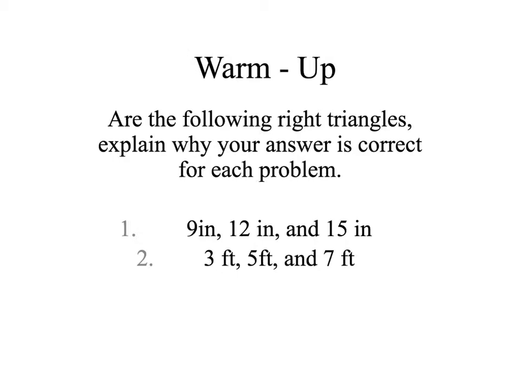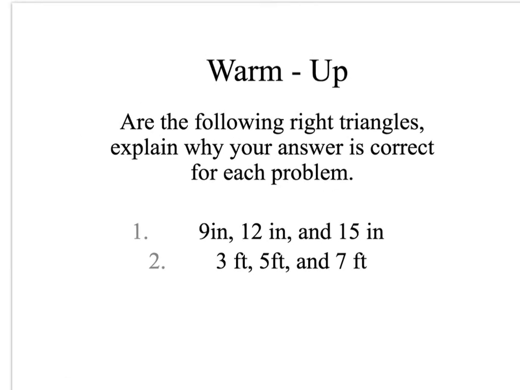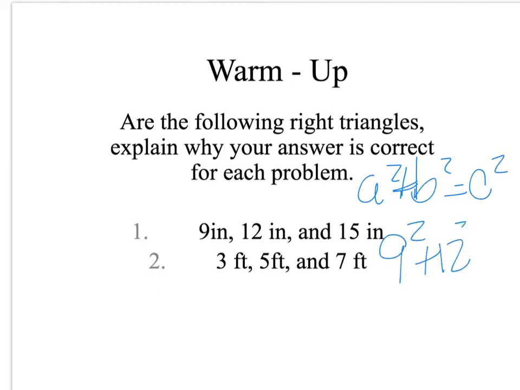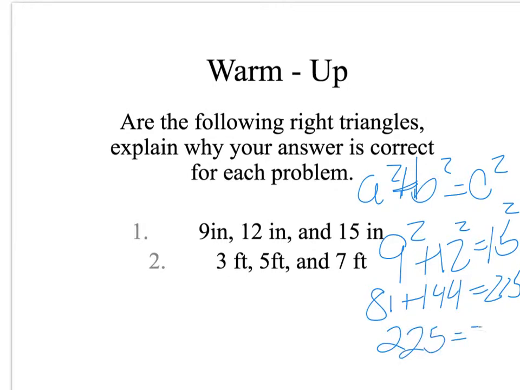So for the first one, we're going to use the Pythagorean Theorem. So a squared plus b squared equals c squared. So that's going to give me 9 squared plus 12 squared, needing to equal 15 squared. So 81 plus 144 needs to equal 225. So 225 equals 225. And pretty much your answer checks. So you would say yes, the first one is a right triangle.